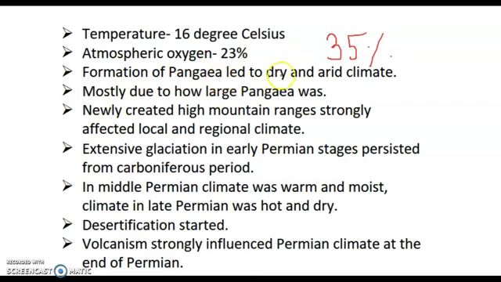The formation of Pangaea led to a dry and arid climate. Obviously, if there is a huge landmass, the climate will be dry because, as you know, land heats faster and it cools faster, so it has its own repercussions. There will be desertification because of the mountains in between, and the climate of the land will be arid and dry. As it's written here, newly created high mountain ranges strongly affected the local and regional climate.